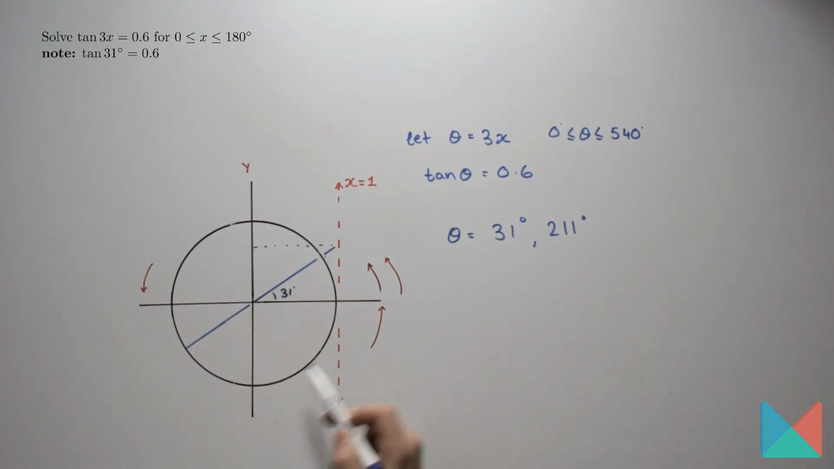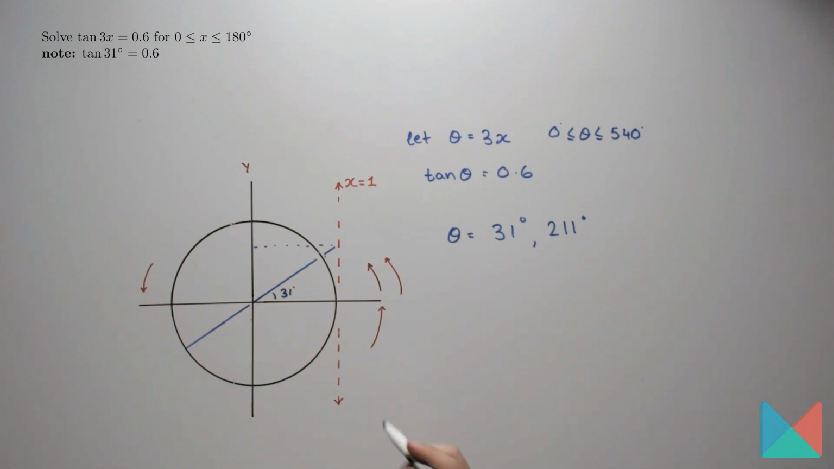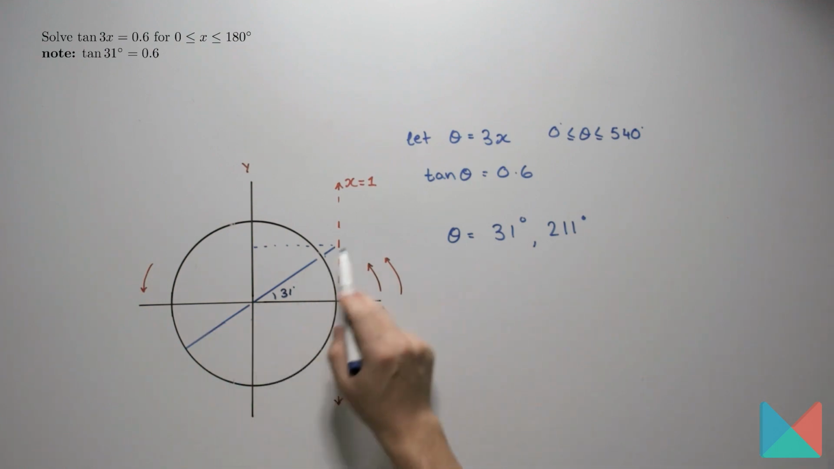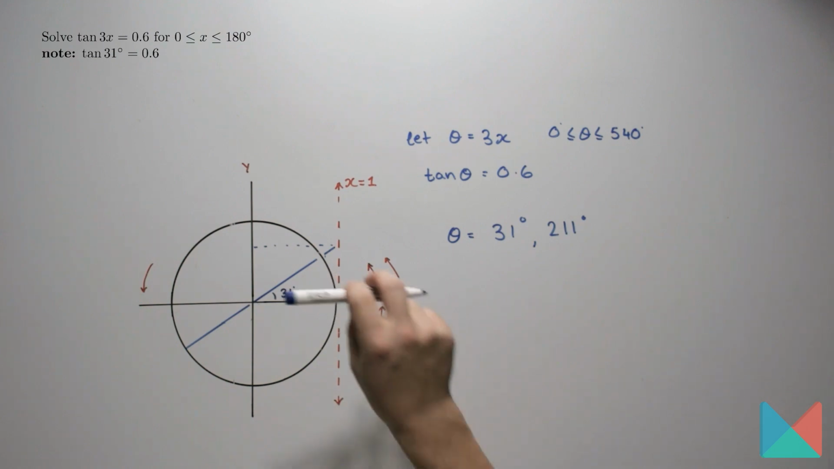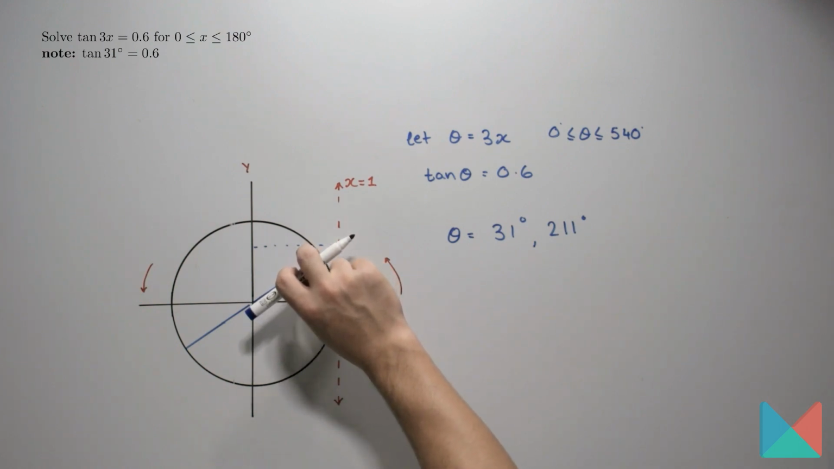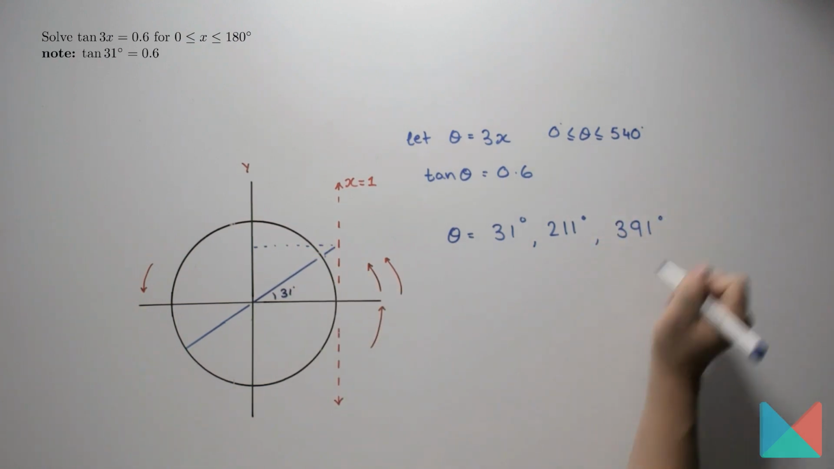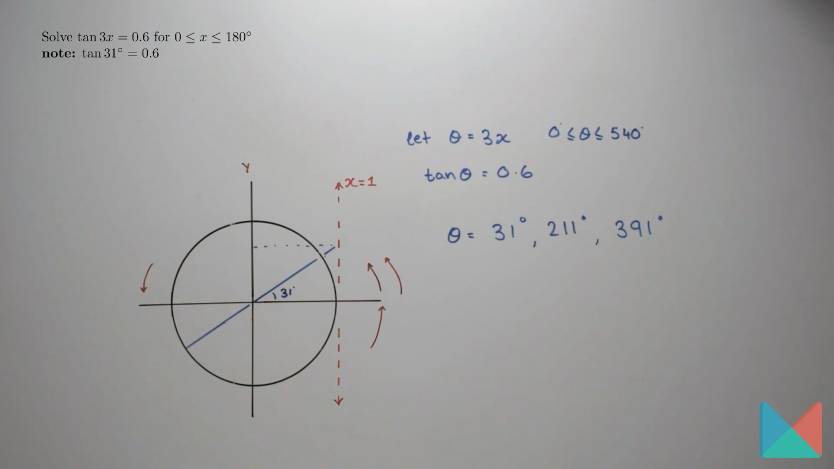And remember, we have to do one more half revolution to finish our domain. And so we're going to have this last angle past 360 degrees, which is going to be 360 plus 31 to get to this angle. And that gives us an angle of 391 degrees. At the moment, we have solved for all of our values of theta within our domain, but the question asked us to find all the x values.